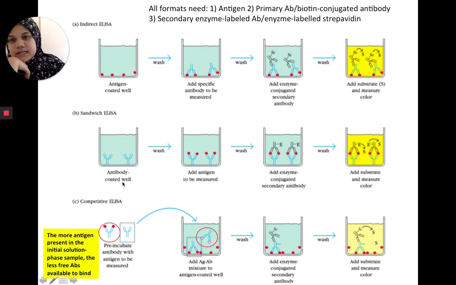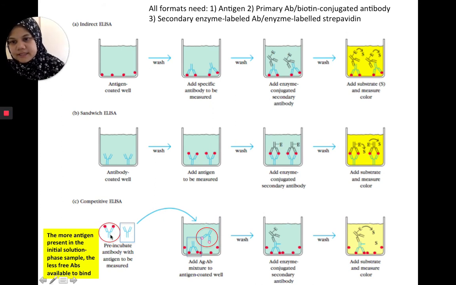With the sandwich ELISA, you have an antibody coated on the well, and then you add the antigen, and then you add an antibody that recognizes the antigen that is labeled with an enzyme, and then you add the substrate, and then there's a color change. So like a sandwich, the antigen is sandwiched by 2 antibodies, whereas with indirect ELISA, the antigen is straight on the well, and then the antibody piles up.